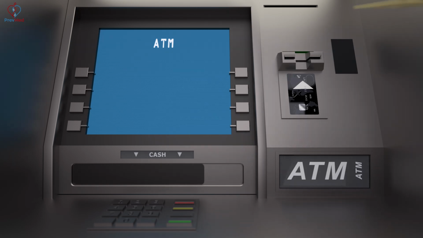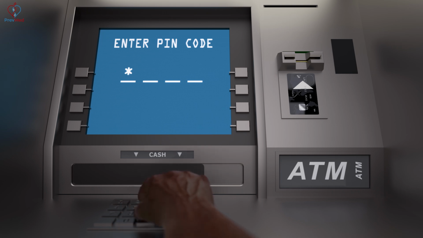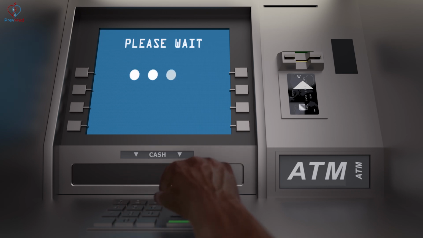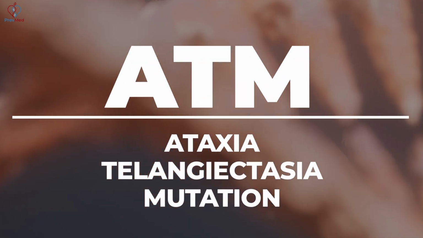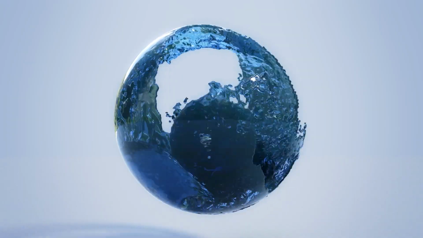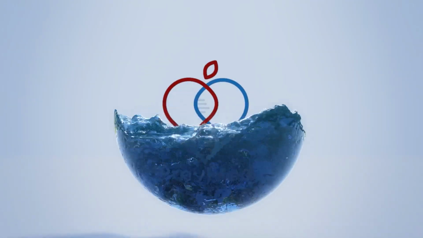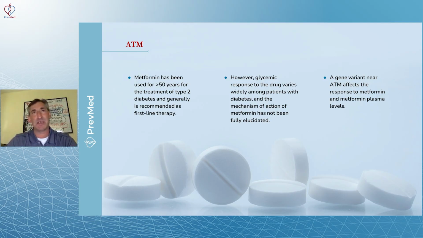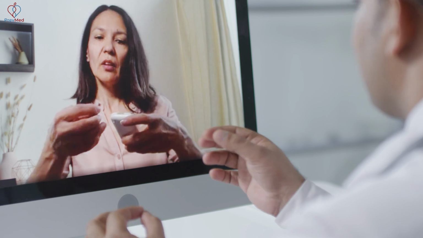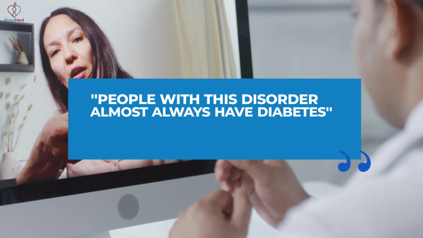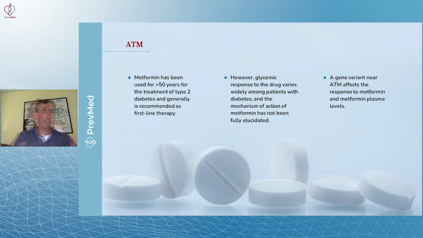Well, talk about ATM for a second. We jumped there. Now, ATM, I assume, is not where you go get some cash. No. ATM actually stands for ataxia telangiectasia mutation. It's a disease that quite frequently has people who develop diabetes. So from that association, they said people with this disorder almost always have diabetes. So what is going on that makes that association?